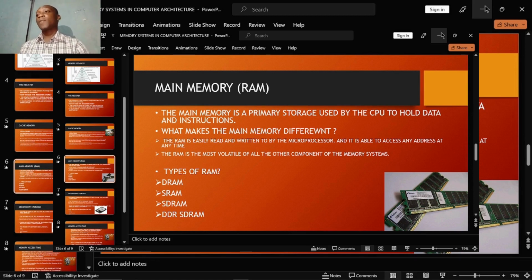There are different types of main memory. We have the dynamic RAM, the static RAM, the synchronized dynamic RAM, the double data rate synchronized dynamic RAM, and many, many more.